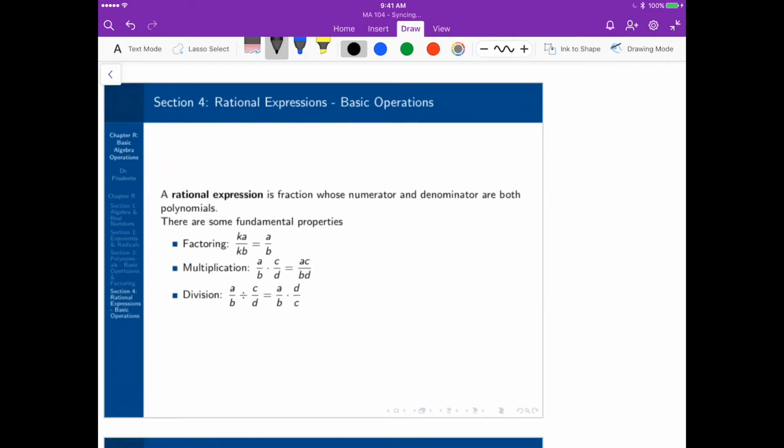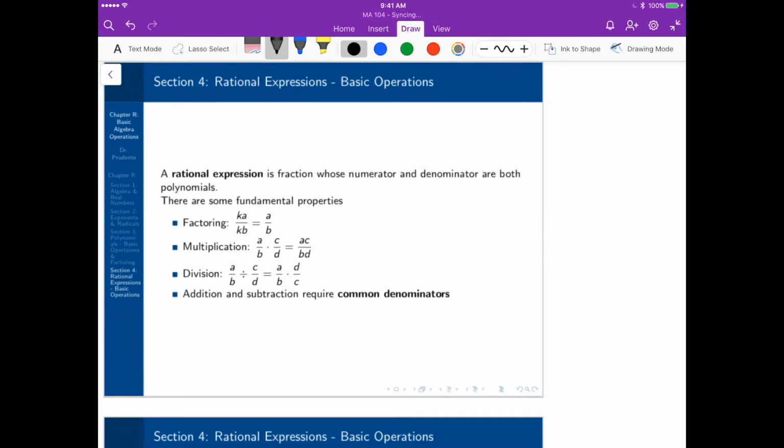Division's very similar. However, we can't really divide fractions. So if we're ever asked to divide fractions, what we really have to do is multiply by its reciprocal, right? By the second fraction's reciprocal. So if a over b is being divided by c over d, what I have to do is I transform this into a multiplication problem. I have to make this a over b times d over c.